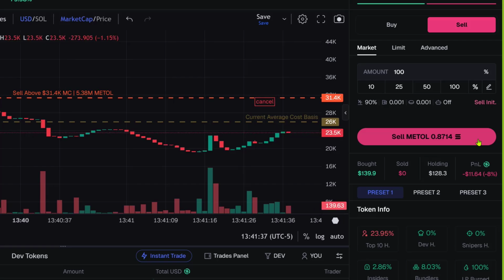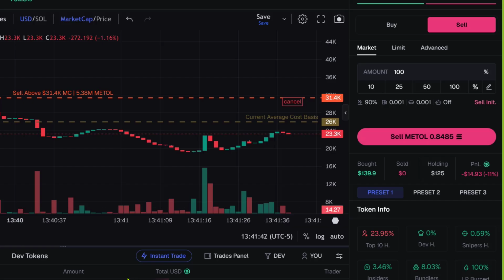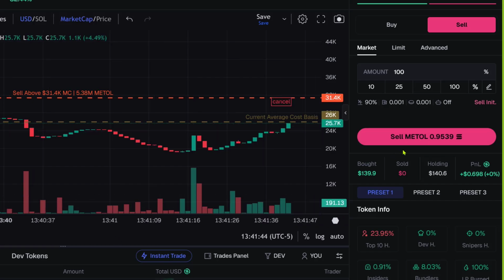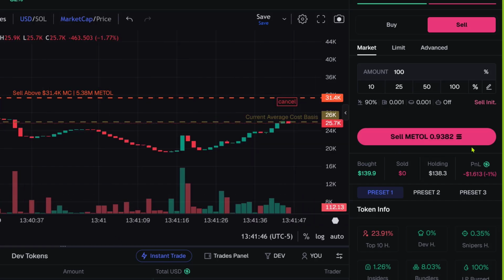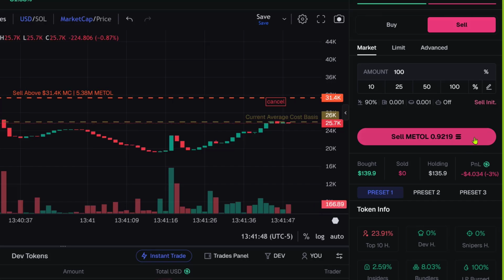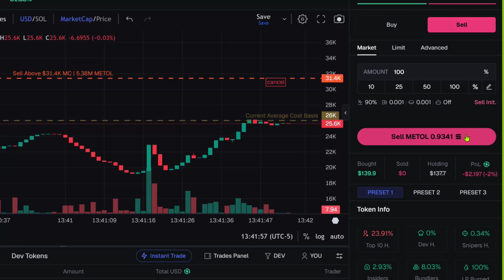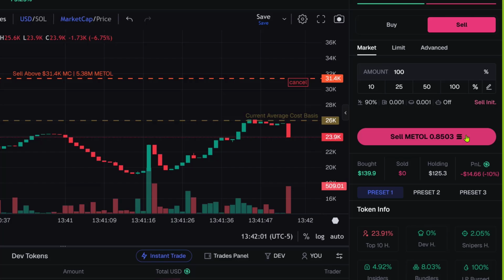This one has life, though. Holders did die off, man. I don't like that. Here we go. It's coming back for another wave. Almost back to our entry. Okay. Major resistance. Right where we entered.